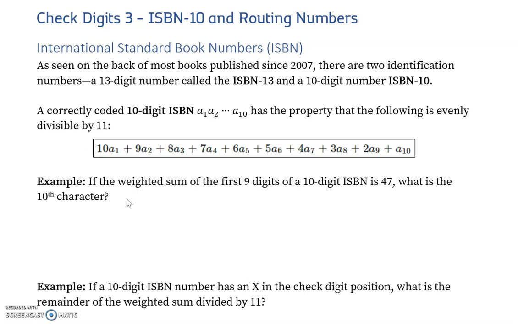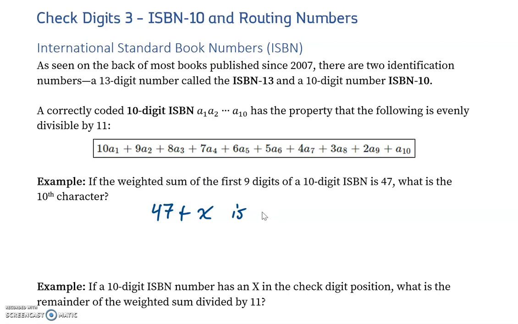Okay, so let's take a look at an example. If the weighted sum of the first 9 digits of a 10-digit ISBN, meaning the weighted sum that includes the 10, the 9, the 8, along with the digits A1, A2, A3, etc., if that weighted sum is 47, what is the 10th character? So we've got something kind of interesting going on here. The first 9 digits, with their weights, altogether is 47. So we have 47 plus that last digit. You can call it A10, or you could just say plus X. That's our missing thing.